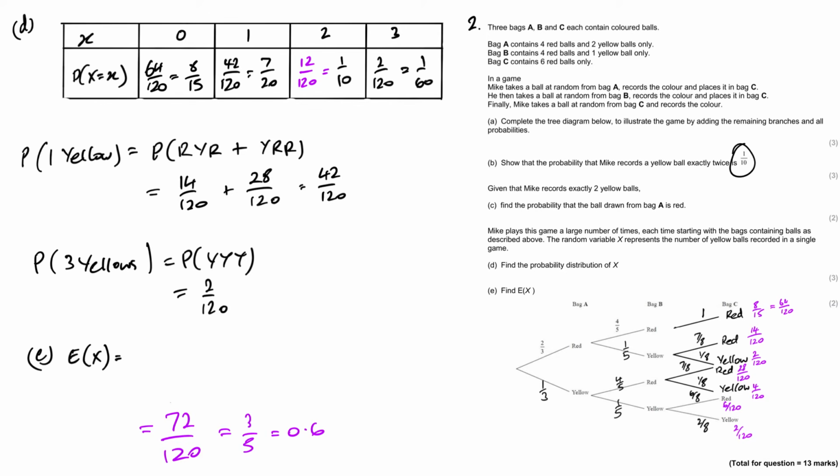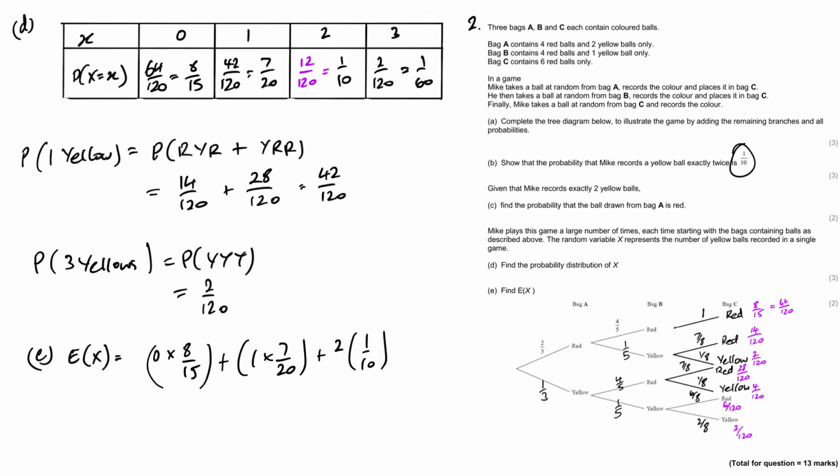But obviously if I didn't do it that way and I did it the standard way, we would be 0 times, say, 8/15 plus 1 times 7 over 20 plus 2 times 1/10 plus 3 times 1 over 60. Yeah, so you got 7 over 20 plus 1/5 plus 1/20. And that will, of course, get me my 3/5 or 0.6. Okay, so two kind of ways there for that final part. Hopefully that helps you in the future.